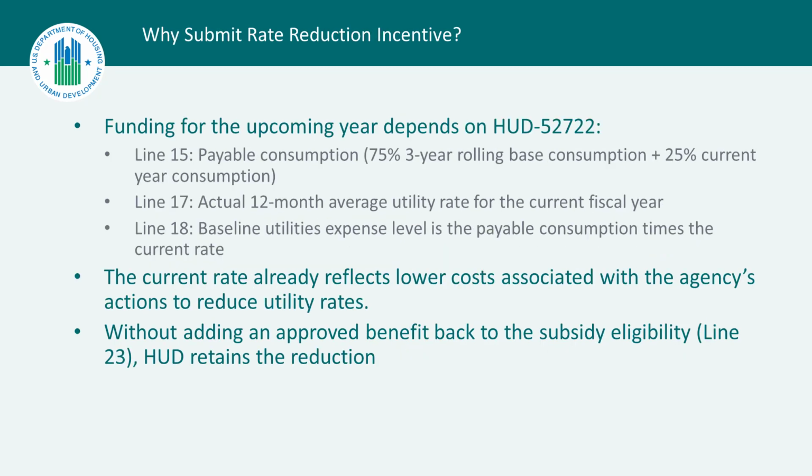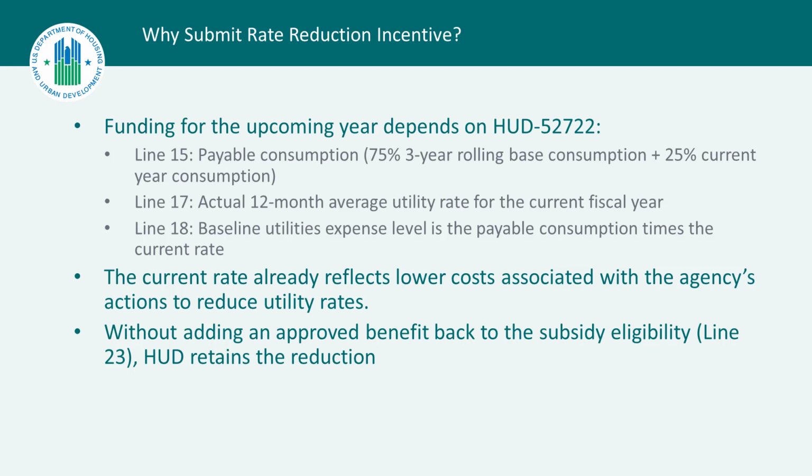The utility rate incentive, like all utilities, is included on the Form HUD 52722. 3 lines that precede the rate incentive and must be considered with a rate reduction calculation are lines 15, 17, and 18. The rate reduction incentive amount is shown on line 23. Line 15 shows the calculated payable consumption level. This amount results from comparing the 3-year rolling baseline to the current year's consumption. There is an embedded incentive within the payable consumption level calculation shared with the Housing Authority for reducing its current consumption relative to the average of the 3 prior years.